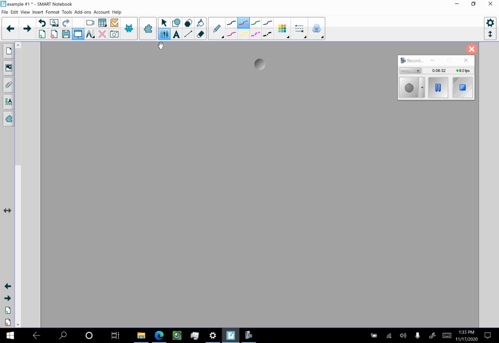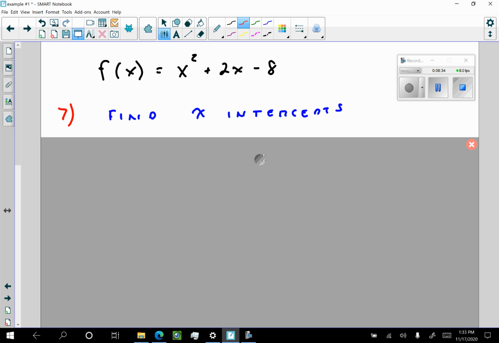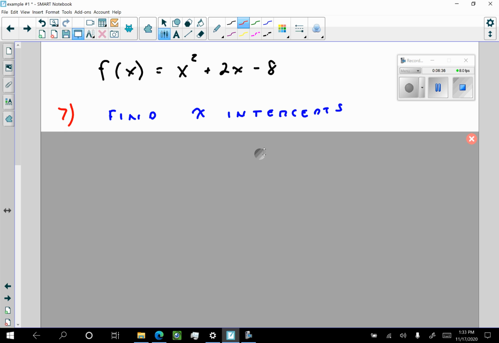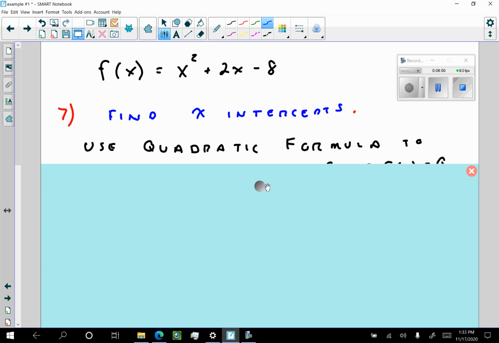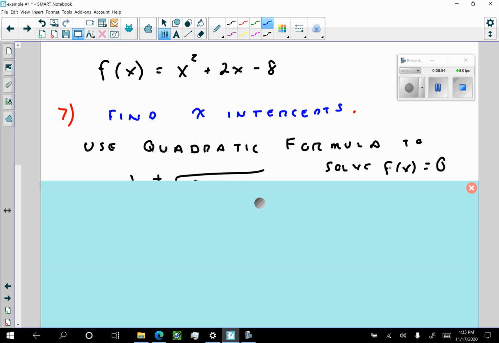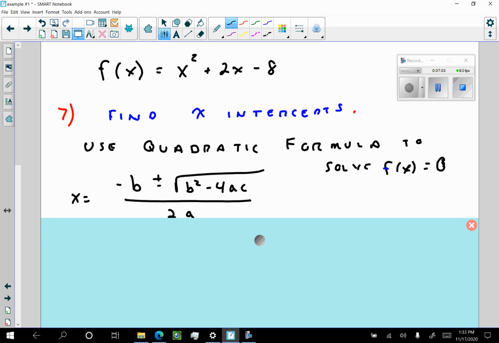The next thing I'm going to do is find the x-intercepts. I will tell you, this is probably the hardest part of the whole process. How do you find the x-intercepts? Well, we're going to have to use the quadratic formula, because we need to know when the output of the function, i.e. when f of x is equal to 0. So we need the quadratic formula.